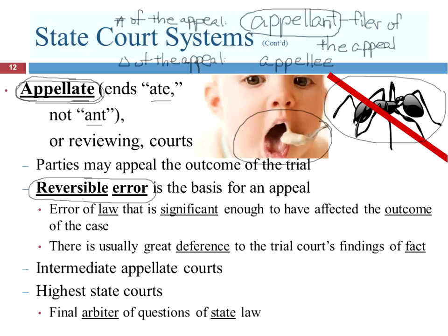And when we say reversible error, we mean there was an error of law that is so significant that it affects the outcome of the case. Now, the reality is in a trial, the judge is going to make hundreds, probably thousands of decisions. No judge, no matter how brilliant he or she is, is going to get every single decision right. That would be like batting 1,000 when you're coming up to bat.